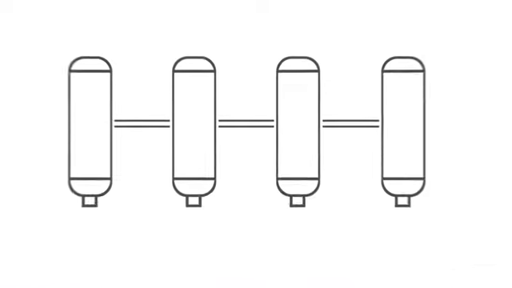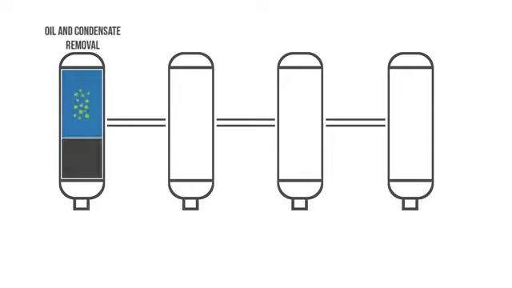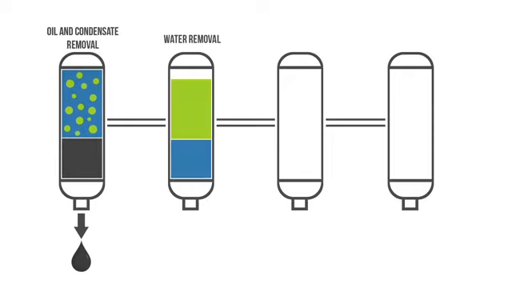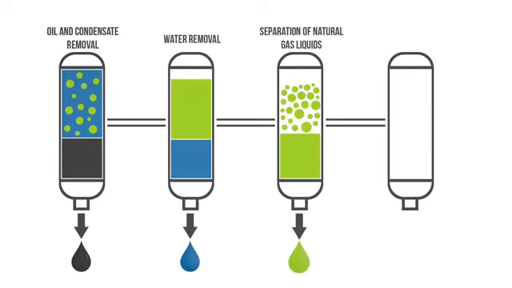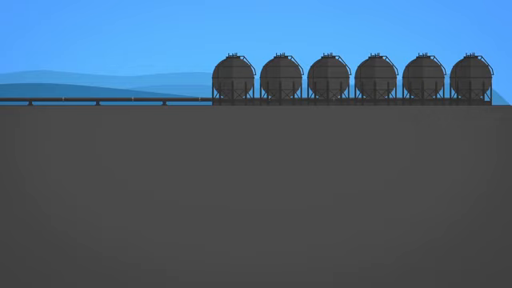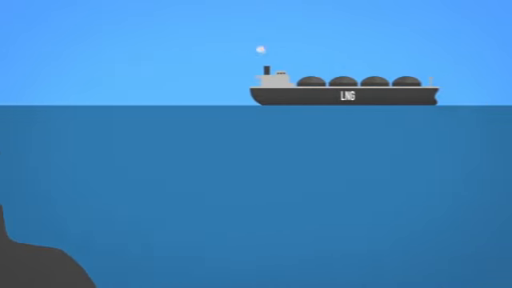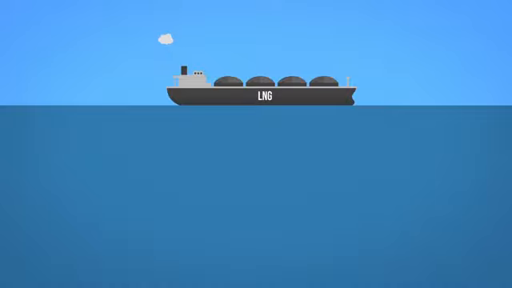Processing involves 4 main steps to remove the various impurities: oil and condensate removal, water removal, separation of natural gas liquids, sulfur and carbon dioxide removal. Gas is then transported through pipelines called feeders to distribution centers or is stored in underground reservoirs for later use. In some cases, gas is liquefied for shipping in large tankers across oceans. This type of gas is called liquefied natural gas, or LNG.